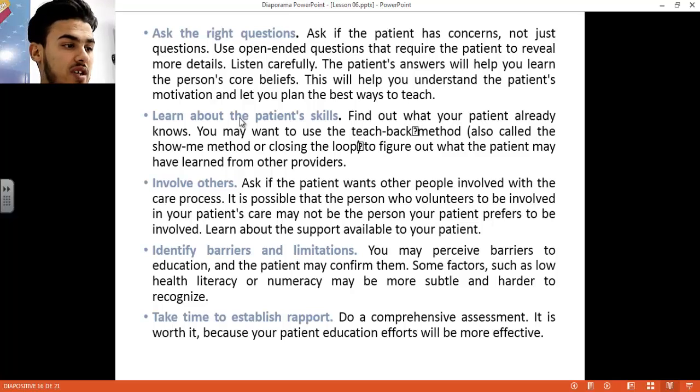Take time to establish rapport, and we will see later how to establish a rapport. Do a comprehensive assessment. It is worth it because your patient education efforts will be more effective.